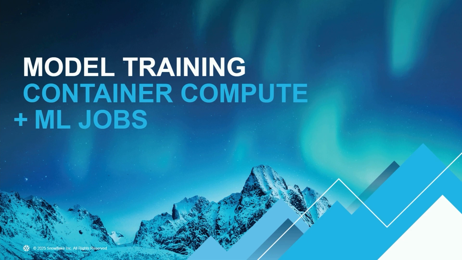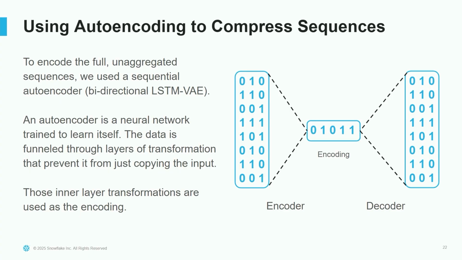So, model training. We got all that data, we processed it, we've got feature views. And our model for this project, we were using an autoencoder to take the full unaggregated sequences. In this case, it's a bidirectional LSTM variational autoencoder. An autoencoder is a neural network that is trained to learn itself. Usually when we train a predictive model, we're training for some target, yes or no, some continuous variable.